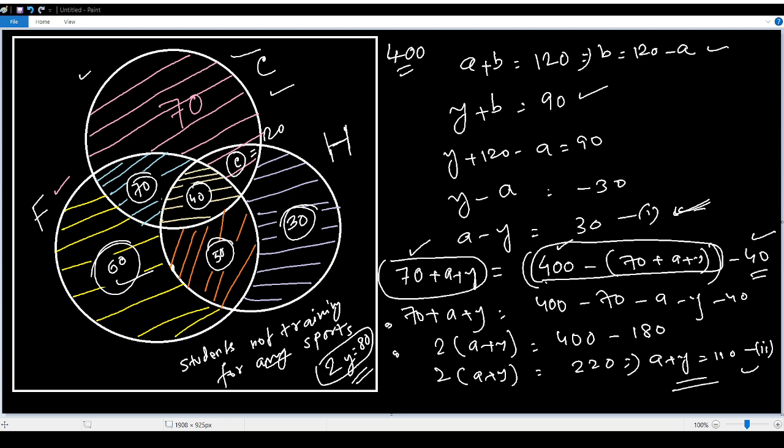Please tell me, have you understood this? C. What is C? This C is the number of students who play cricket intersection hockey only. That means people who are playing cricket and hockey only, not football. Football is not included. Please tell me if you have understood this thing. Yes sir. Ishika?